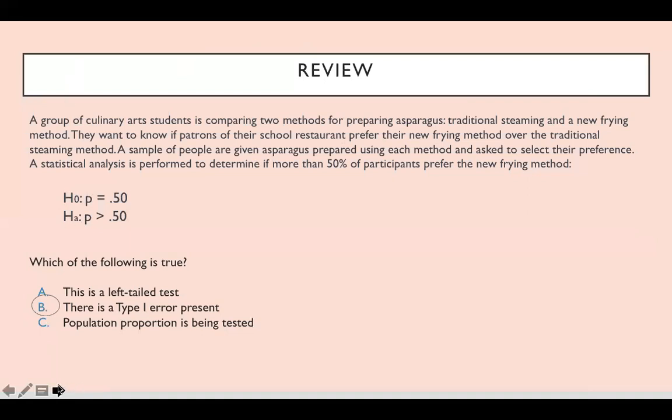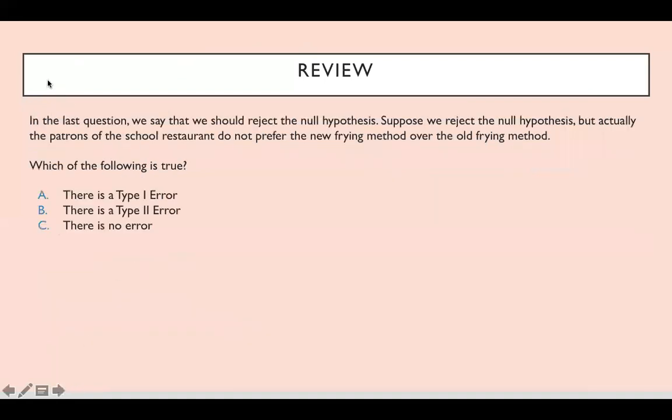So moving on to the next question. In the last question, we said that we should reject the null hypothesis. Suppose we reject the null hypothesis, but actually the patrons of the school restaurant do not prefer the new frying method over the old frying method. Which of the following is true?